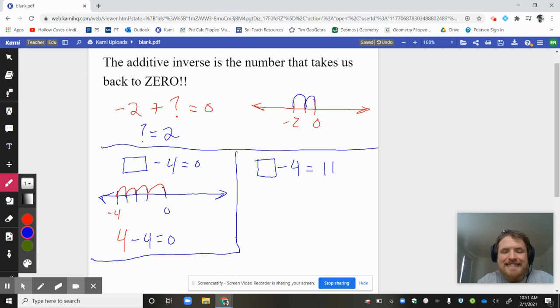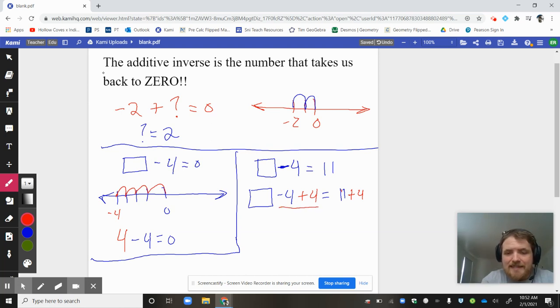The opposite of subtraction here is addition. So if I add 4 to both sides, I get actually the same thing eventually. Some of your teachers might have called this balancing the equation. If I do something to one side, I have to do the same thing to the other side.